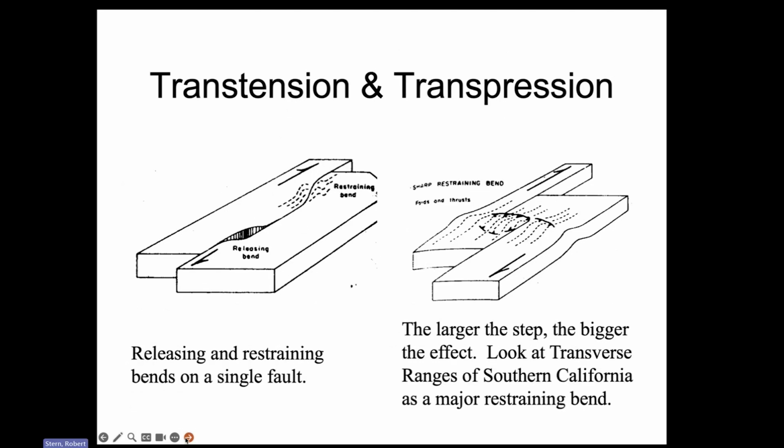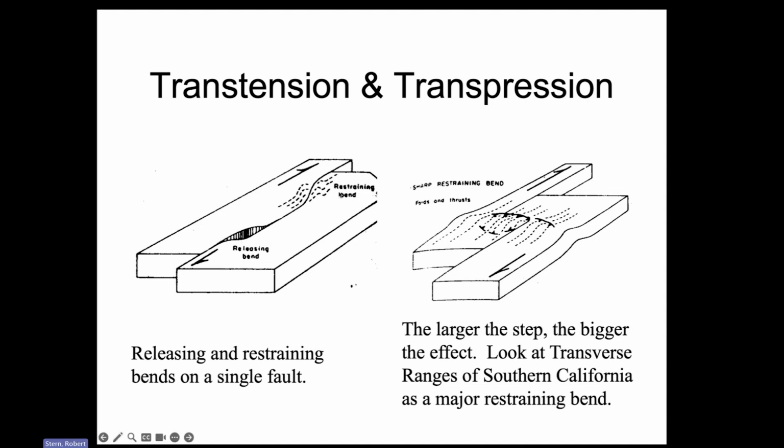All right, so on the same system, you can have, here we've got a right lateral system, and here we've got a right step, and then we've got a left step. And on the right step, we have a releasing bend, and we have a rhombochasm or a hole, a sedimentary basin.